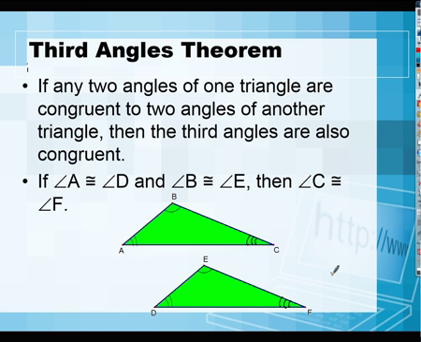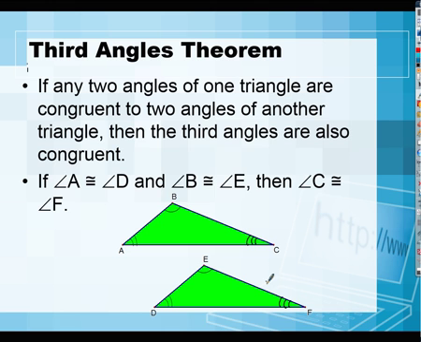So doesn't that mean if angle A is congruent to angle D, then those measures are the same. Angle B is congruent to angle E, then those measures are the same. Then doesn't that mean there'd have to be the same amount left over in both triangles for the third angle? So they'd have to be congruent also, right? So that's kind of a good deal.